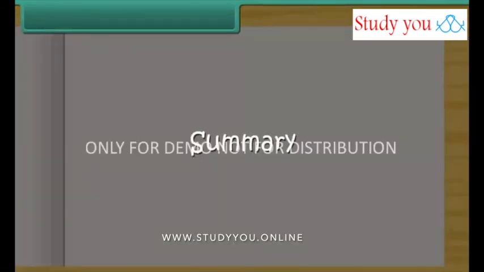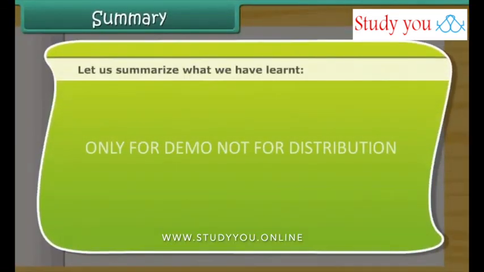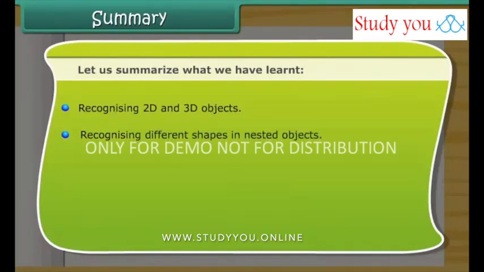Summary. Let us summarize what we have learned. Recognizing 2D and 3D objects. Recognizing different shapes in nested objects. 3D objects have different views from different positions.